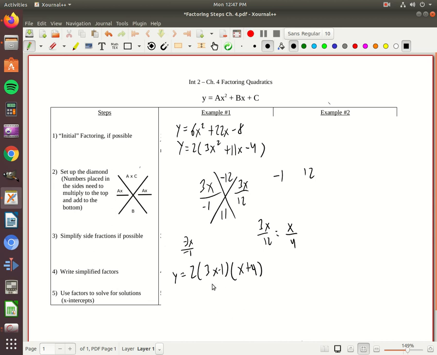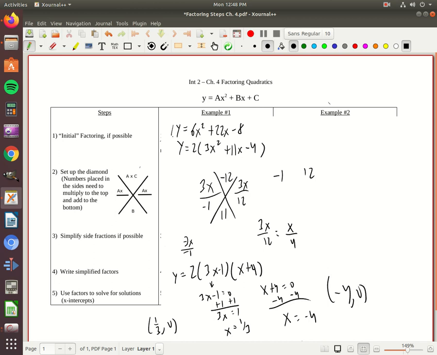If I want my x-intercepts, I will say 3x minus 1 equals 0. I'll add 1 to both sides. 3x equals 1, so x equals 1/3. So I have y equals 2 times... actually, I'm rewriting it. I don't mean to do that. I'm sorry. What I want to do is put my 1/3, 0. And then here, x plus 4 equals 0. Obviously, this one's an easier solution. So I will end up with negative 4, 0.